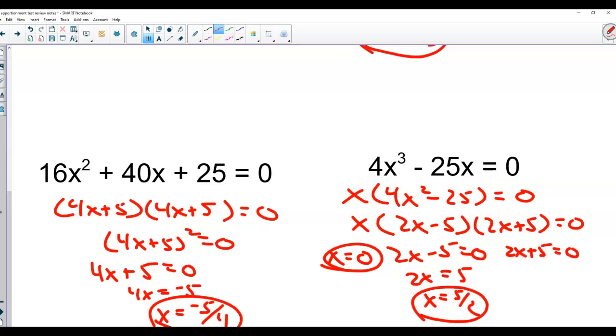2x plus 5 equals 0 gets me to 2x equals a negative 5, and x equals negative 5 halves. And those are my answers.